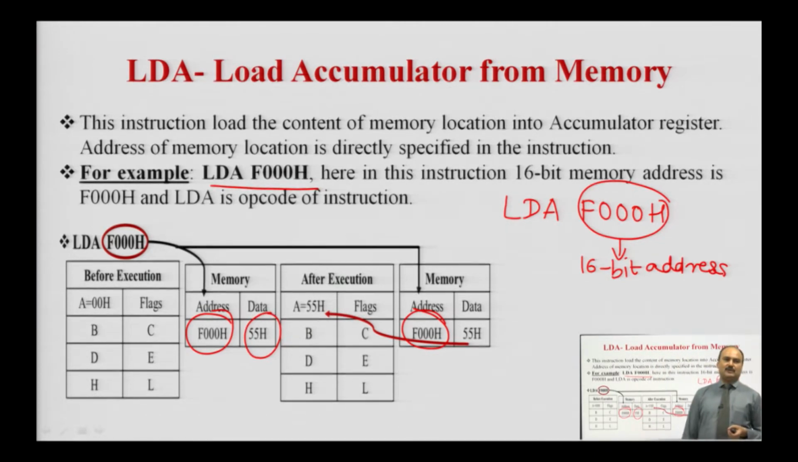So, whenever the microprocessor executes this instruction, the status of the accumulator before the execution of the instruction is A equals 00 H, and after the execution of this instruction, the processor will load the content of this memory location, that is 55 H, into the accumulator. So, after the execution of this instruction, the content of A becomes 55 H.